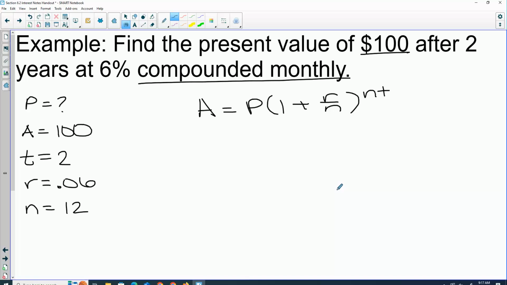So we're trying to find if we put in $100 2 years ago, how much would it be now? No, if we ended with 100, how much should we put in to begin with? Because we're finding the present value, so we're finding P. So we're finding what amount we started with. Plug in.